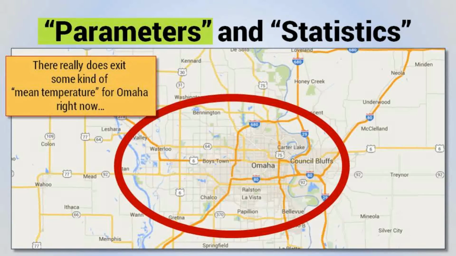I mean, there really does exist something that is the mean temperature right now. Mean temperature is a parameter. It is really describing physically what's going on. There really is a mean temperature over Omaha right now. It is a parameter. The problem is there's no way to know it. There is no way to actually know what that mean is.